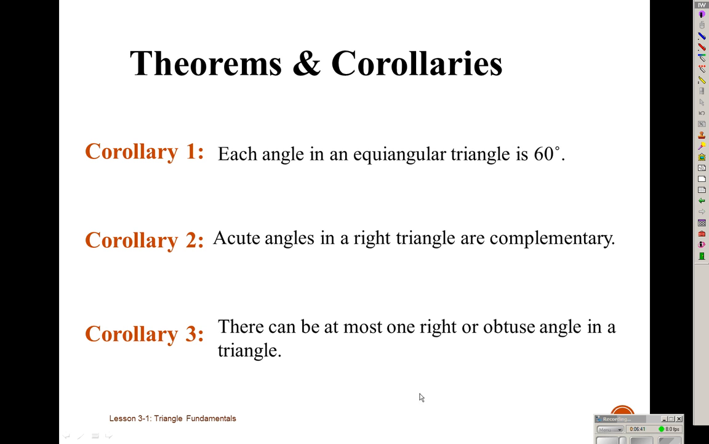One more corollary says there can be at most one right or obtuse angle in a triangle. You can't have two right angles, and you can't have two obtuse angles. Remember, the three angles have to add up to 180. If you have two right angles, you've already hit 180. What's the third angle going to be? And if you have two obtuse angles, you're going to be over 180. What could the third angle be? So it's impossible to have more than one.